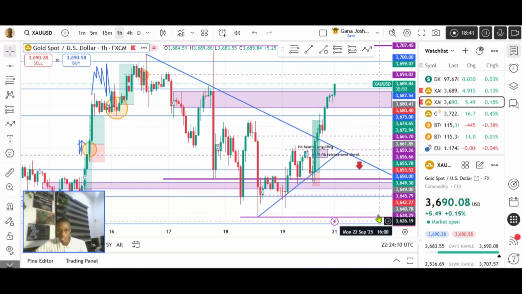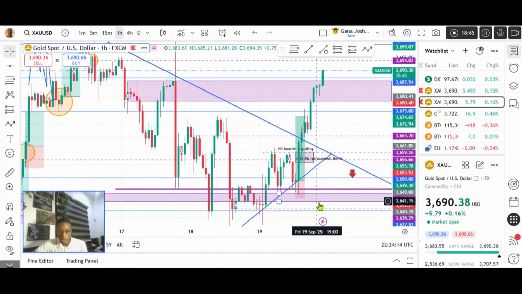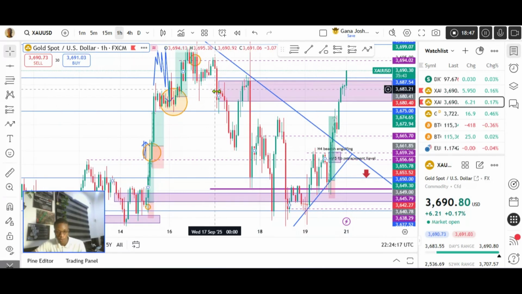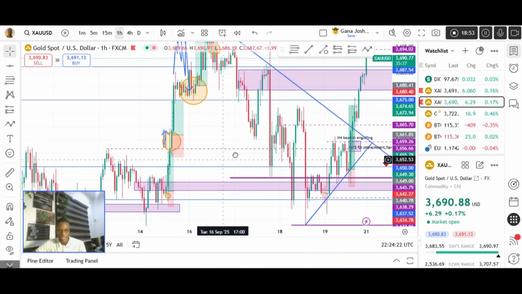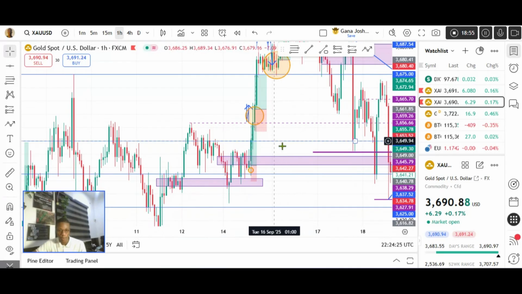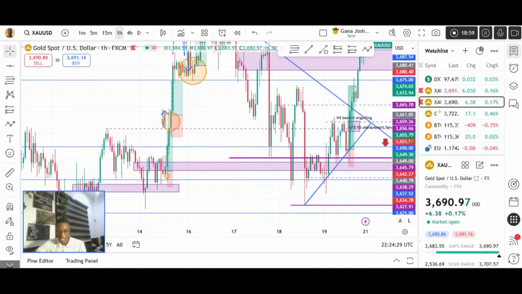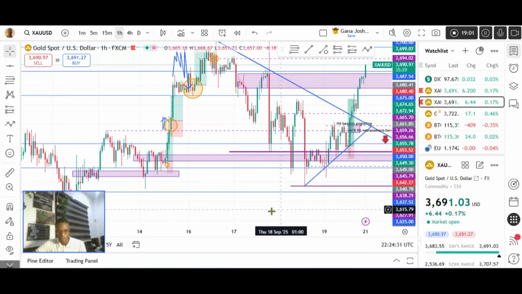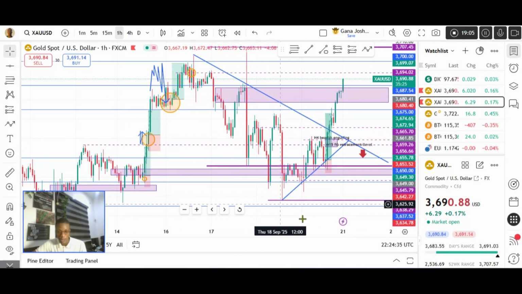But take this, and on Friday we took another trade after all this move here. Price came back to that same level that it broke from on Tuesday, from the beginning of the week, as a result of the effect of the news, the Fed rate cuts that happened on Wednesday.